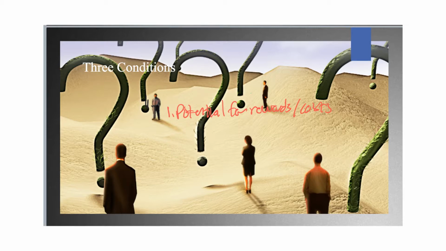Now, potential for rewards and costs. So what are we talking about? Okay, so one of the ideas of uncertainty reduction theory is that we're going to be driven to reduce uncertainty about someone if we think that there's potential for rewards, okay? Or at least if the rewards outweigh the costs. So there could be costs, but as long as the rewards outweigh, then we'll do it. So there has to be something for us to gain for us to get to know someone.